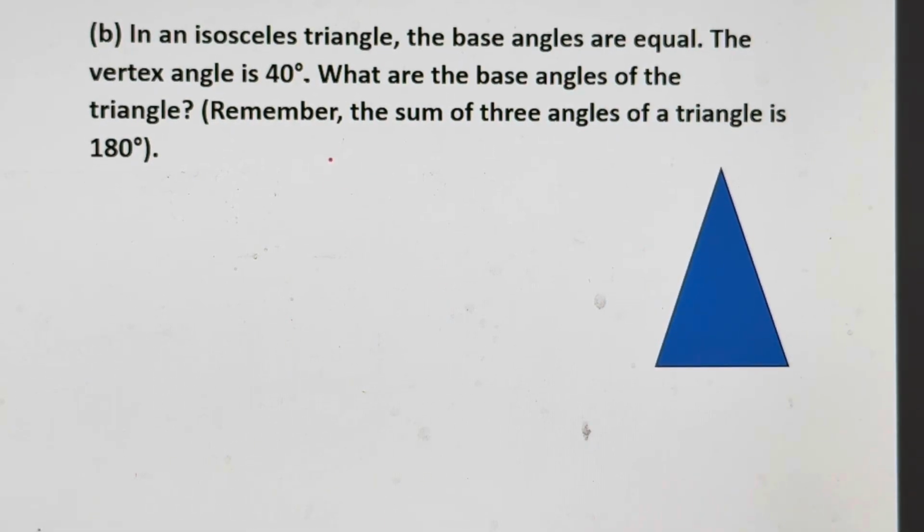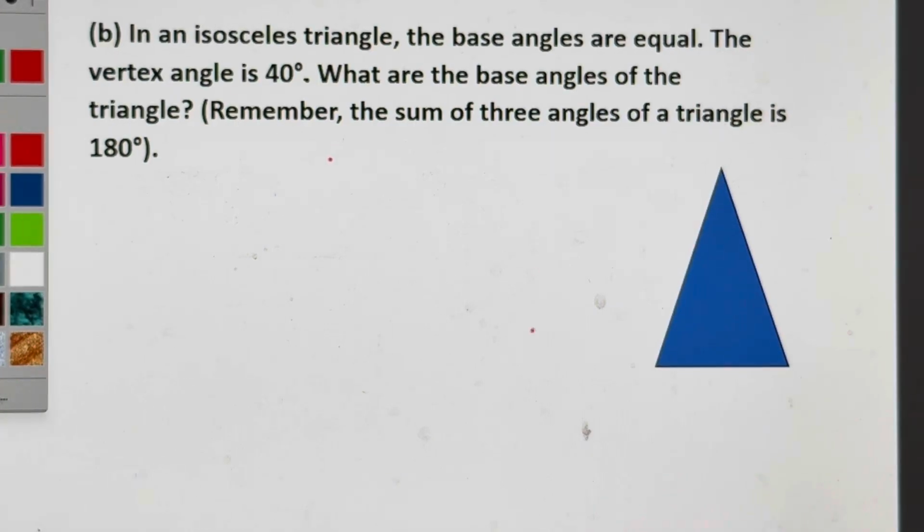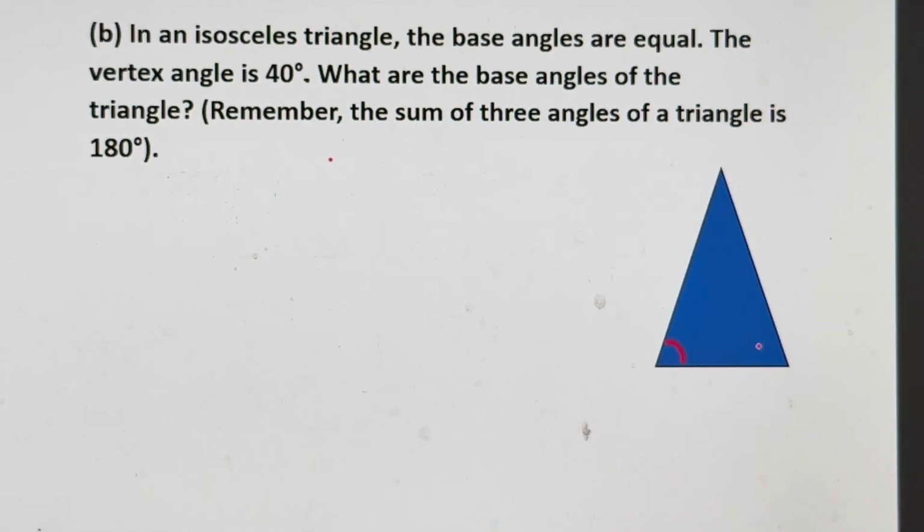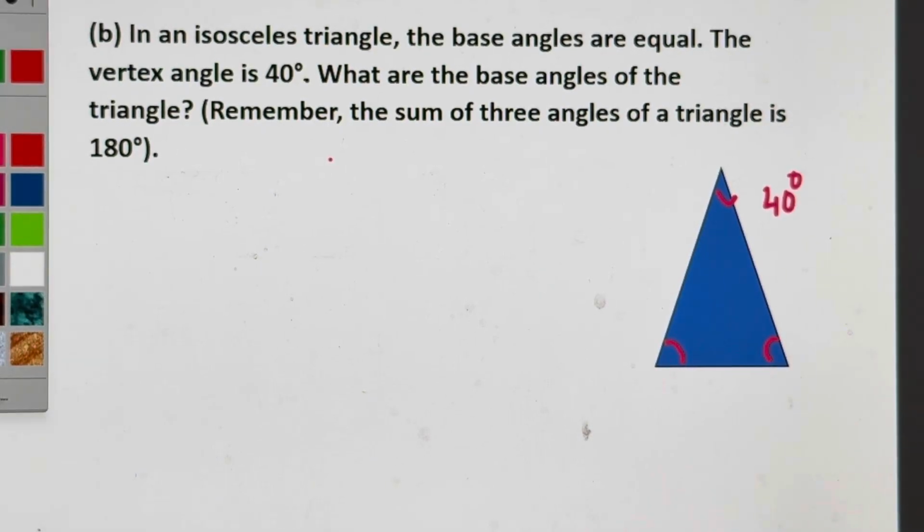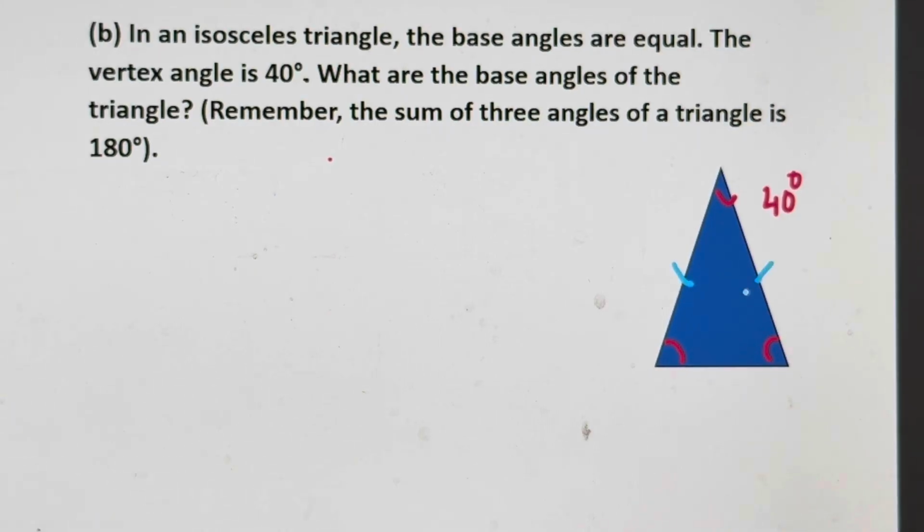So these are the base angles. And this is the vertex angle, which is given as 40 degrees. Okay. Now, it is an isosceles triangle. What is an isosceles triangle? In an isosceles triangle, two sides are equal. If two sides are equal, then their opposite angles will also be equal.